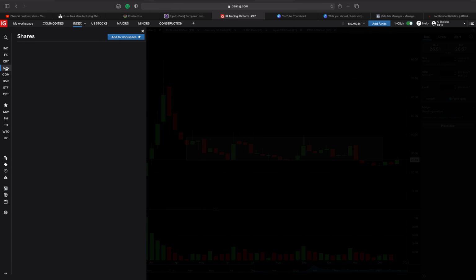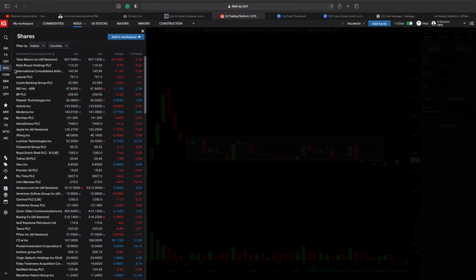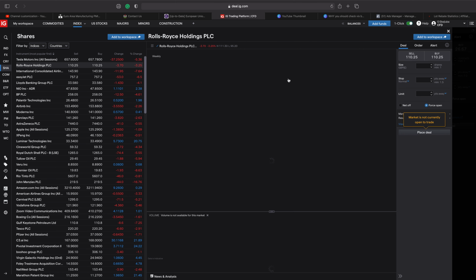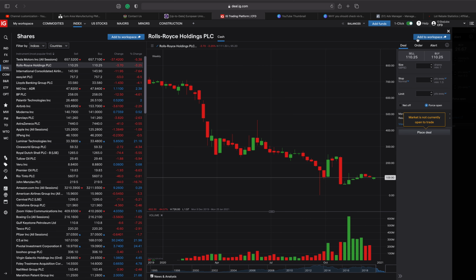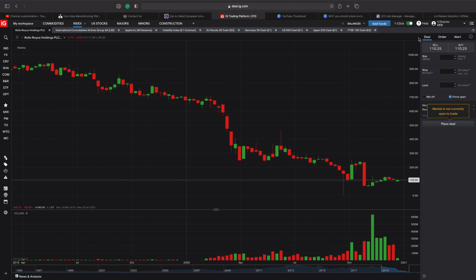But let's look at another example, because I like to have multiple examples for people to actually start understanding how this works. This is Rolls-Royce, the luxury brand. And let me change this. Okay, it's on weekly already. So Rolls-Royce, February, March, you can see that downward movement.